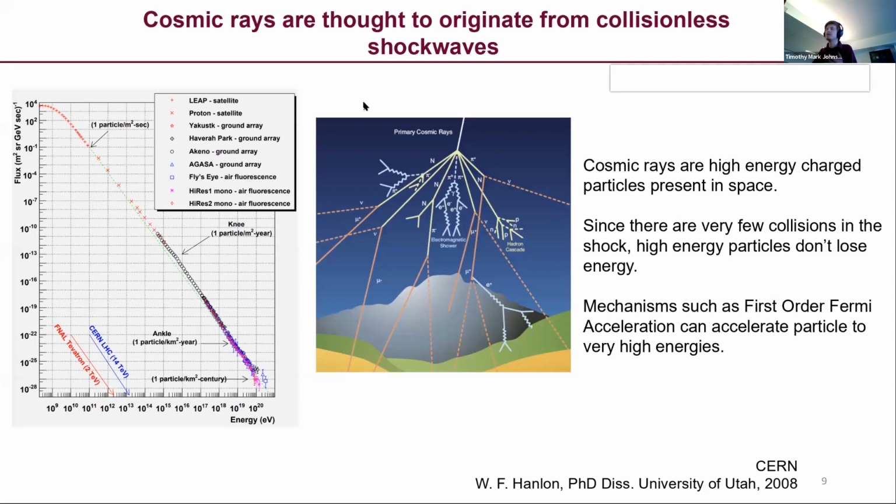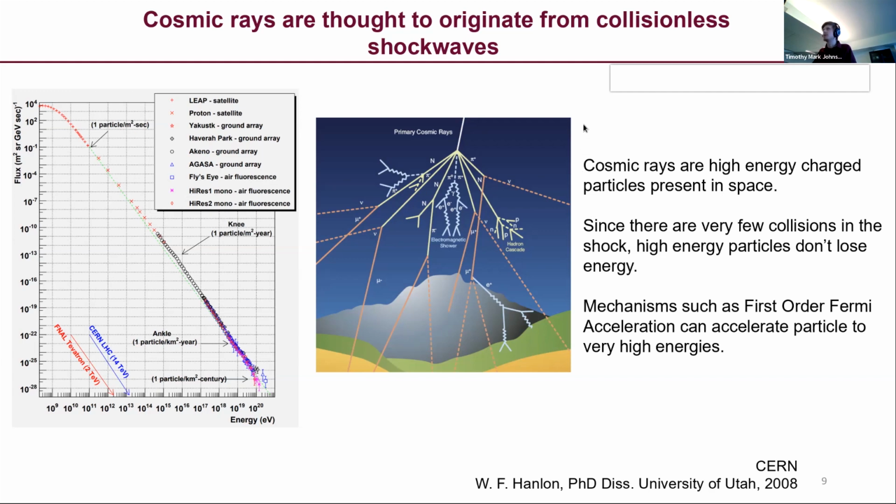So collisionless shocks are interesting because they're thought to be a place of origin for some cosmic rays. So cosmic rays are these really high energy charged particles that are present in space. They bombard Earth from all directions. And we can see a characteristic energy spectrum of cosmic ray protons on the left-hand side of the screen. And we see that they go up to really, really high energies, higher than anything we can make on Earth. But the energy range of interest for collisionless shocks is going to be in the middle here. And these are called galactic cosmic rays because we believe that they come from the inside of our galaxy.